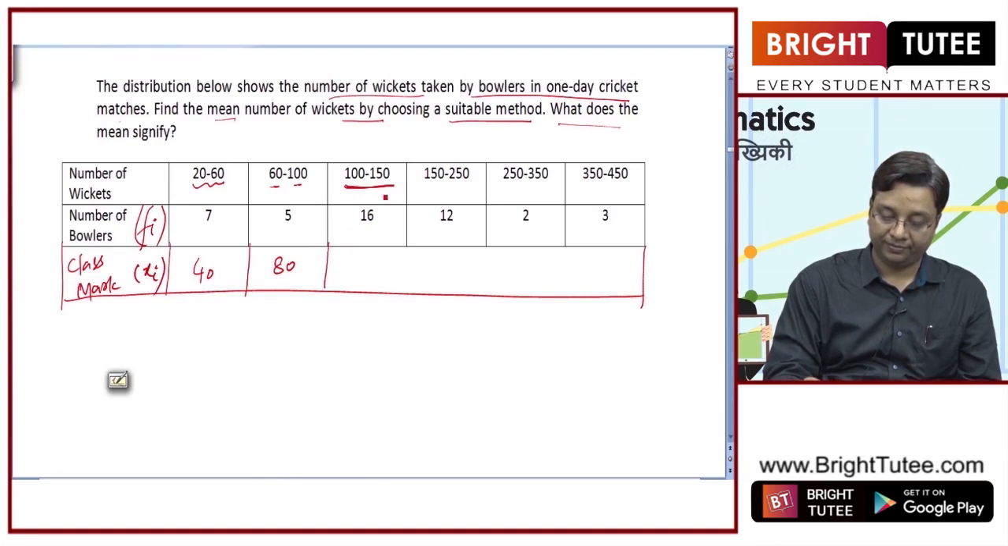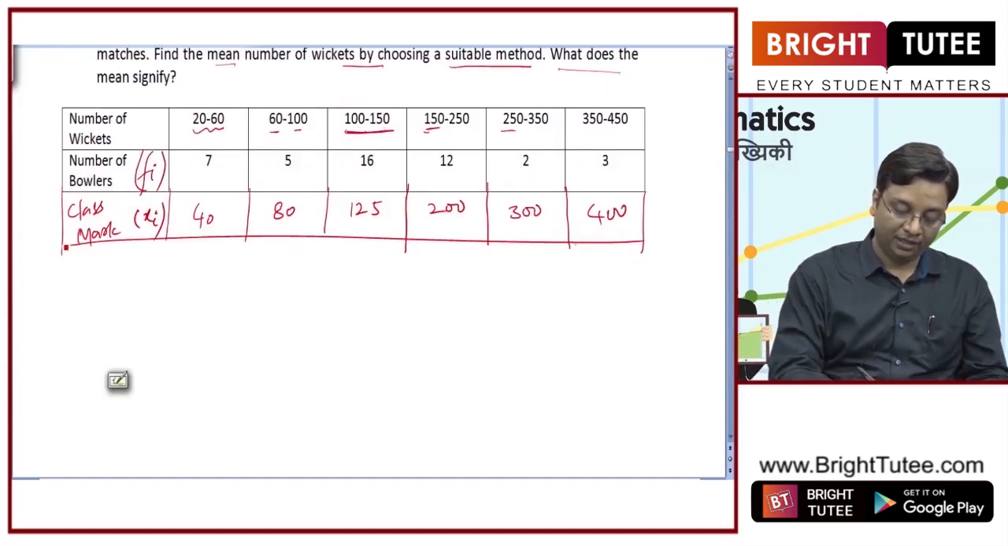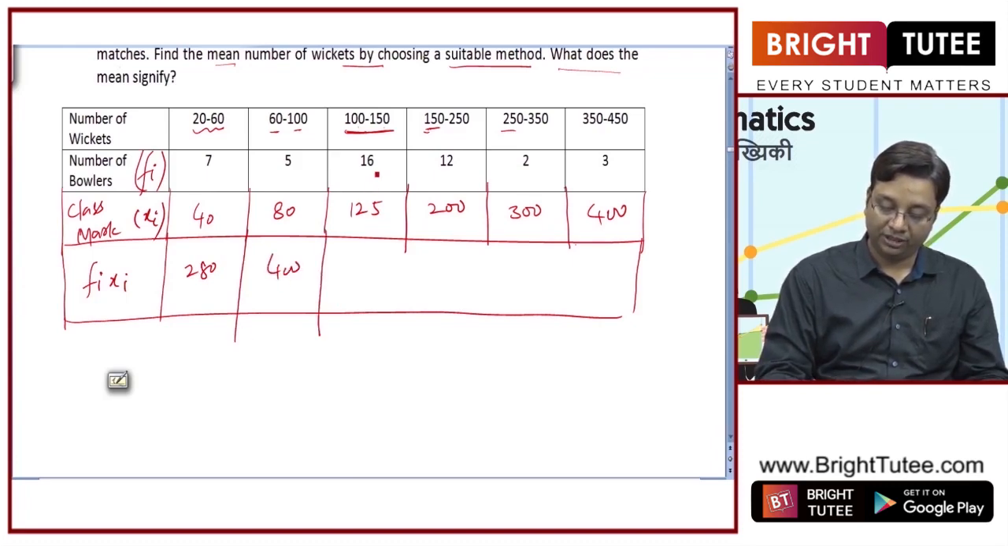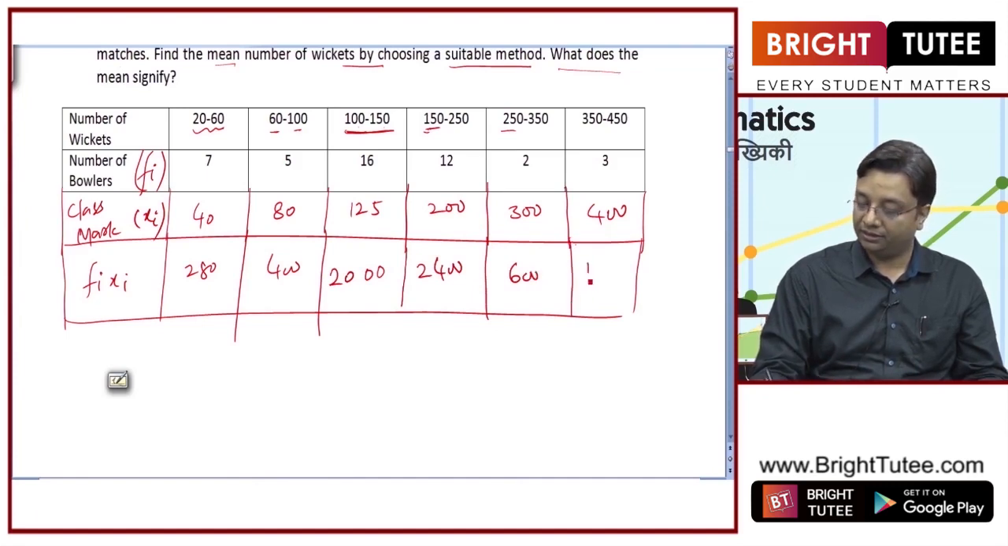Now this is 250, right. In this case the class mark will be 150 plus 100, that is 250, divided by 2, 125. In this case, if you look at upper limit and lower limit, 150 plus 250 is 400, 400 divided by 2 is 200. In this case 300 plus 600 divided by 2 is 300. In this case you will get 400, right. So this is xi. Now to use the direct method I will need fi xi, which is 280, 400, 125 into 16 will be 2000, this will be 2400, this will be 600, this will be 1200.